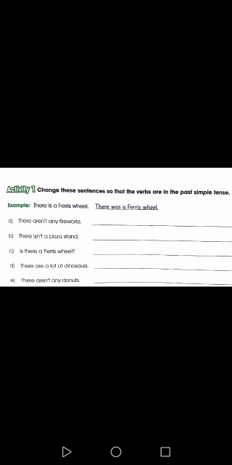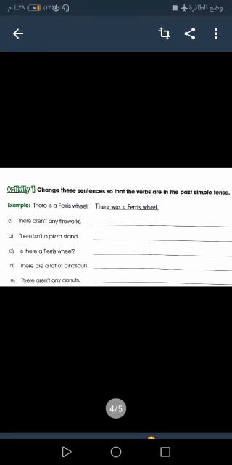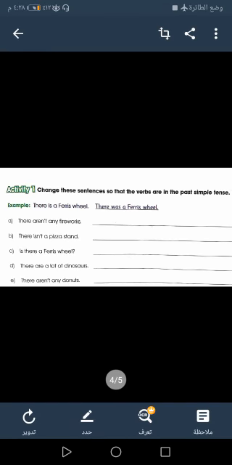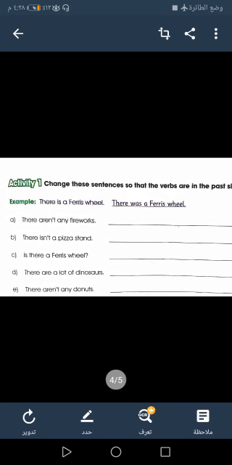Now we will change the present to the past. There is here, we transfer it to there was. There is a Ferris wheel. There was a Ferris wheel. This is the example. Now we will answer letter A. There aren't any fireworks.